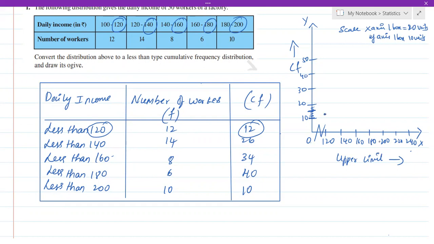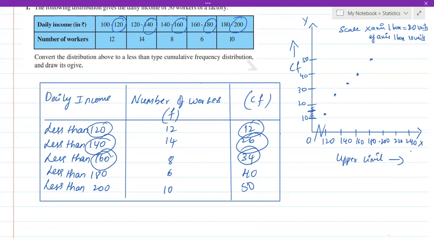Then 140, what is the next upper limit? 140, and the corresponding CF is 26. So 140 and 26. After the 25th line, 26. Then 160 and 34 will be roughly here. Okay, 180 and 40, exactly here. Then 200 and, I'm sorry, here you will have 50. So it will be here.